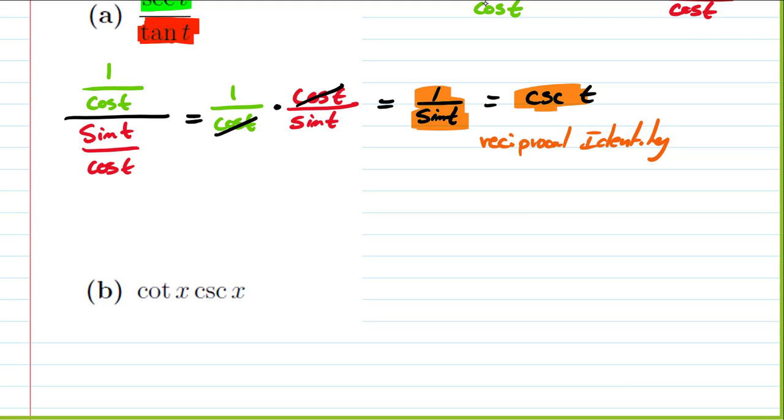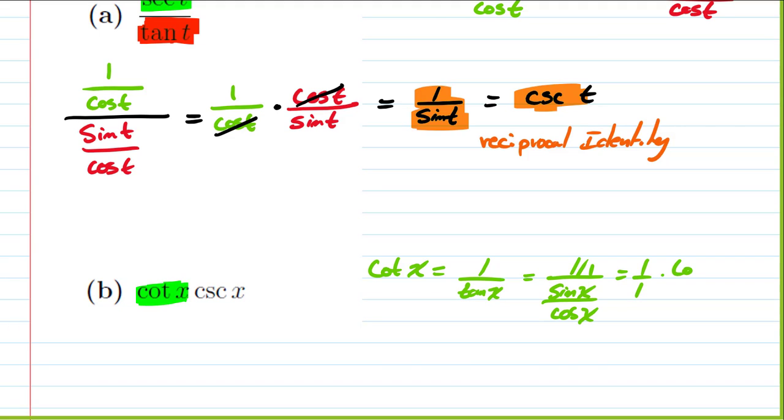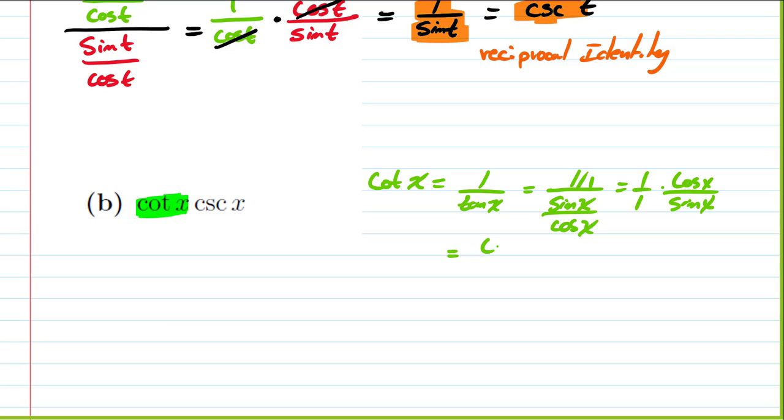So we have this time cotangent and cosecant. Cotangent is going to be the same as 1 over tangent, but tangent is sine over cosine. So making it a fraction over 1, that's 1 over 1 times cosine x over sine x. So we're just going to get cotangent is the same as cosine x over sine x.